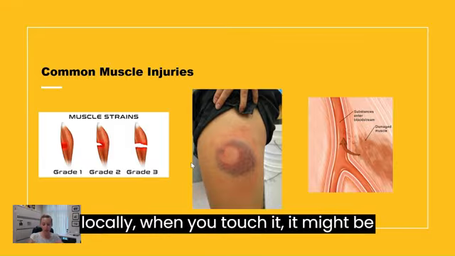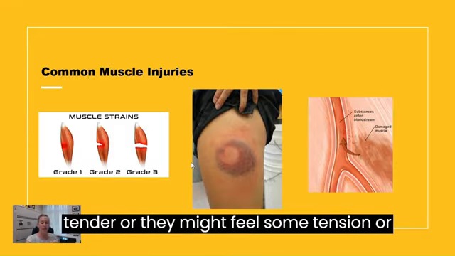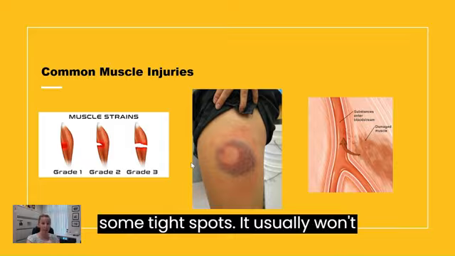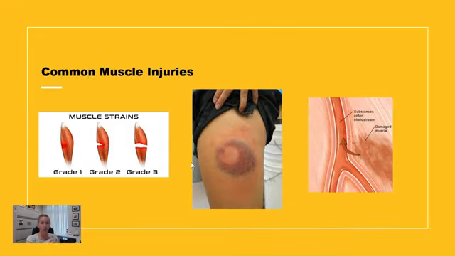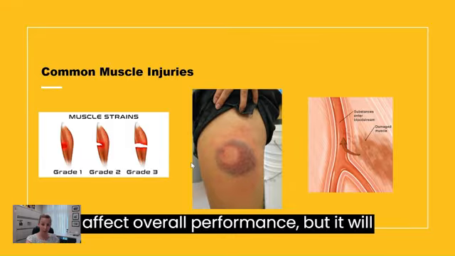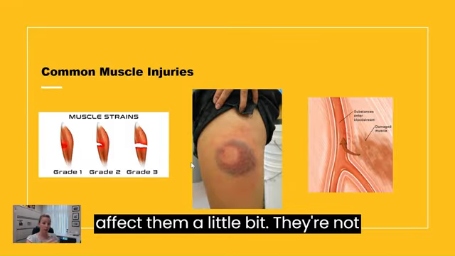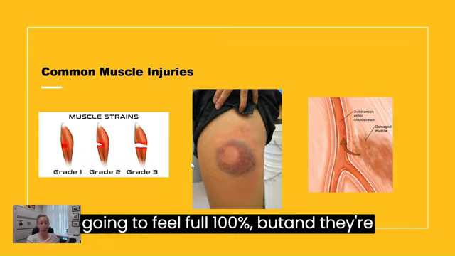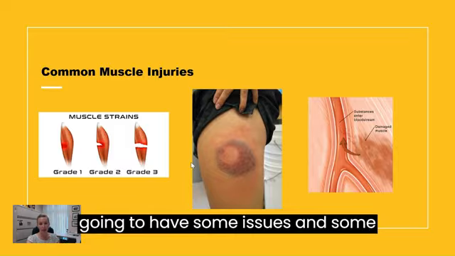So locally, when you touch it, it might be tender, or they might feel some tension or some tight spots. It usually won't affect overall performance, but it will affect them a little bit. They're not going to feel full 100%, and they're going to have some issues and some complaints.